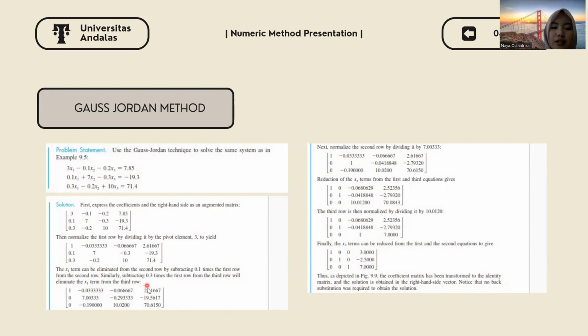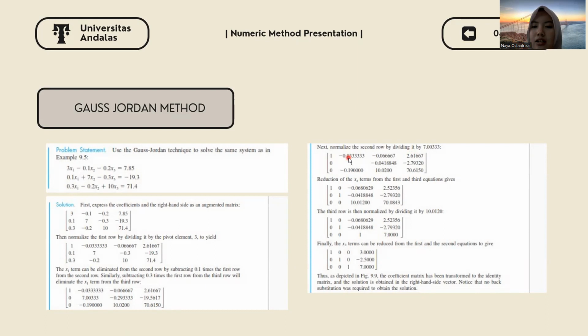After that, we can eliminate from the second row by subtracting 0.1 times the first row from the second row. So after that, we can get this matrix. Actually, for the Gauss-Jordan method, we have to make the other entries 0. So we can get the x1, x2, and the x3. So this is the result.